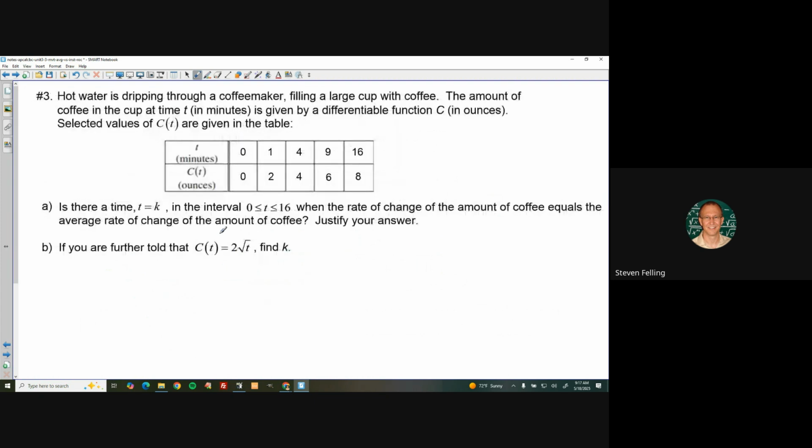Okay, so we'll again look at that. And just like before, we're going to have to show that the conditions are met before we invoke the theorem. So here, same table. Is there a time t equals k in the x interval when the rate of change of the amount of copy equals the average rate of change? And that would be better stated as instantaneous rate of change, where the instantaneous rate of change of the amount of copy equals the average rate of change. Justify your answer. So we're going to say, first of all, that we're going to assert the function is continuous and differentiable. And it stated it was differentiable over the entire interval.